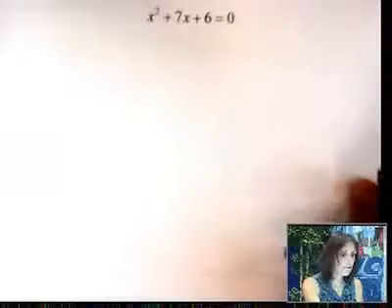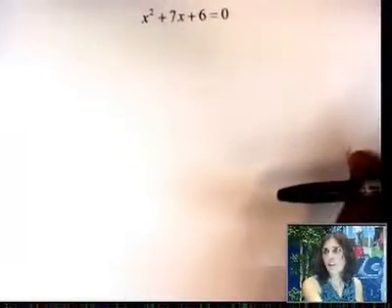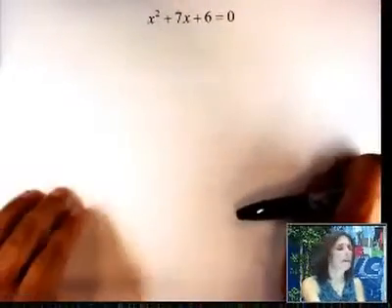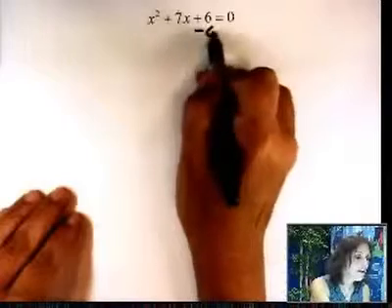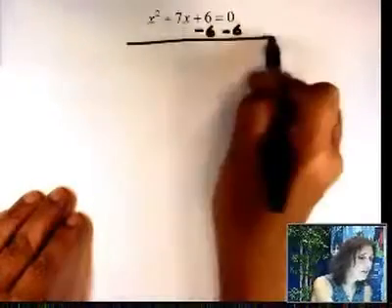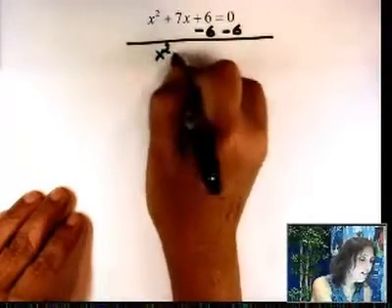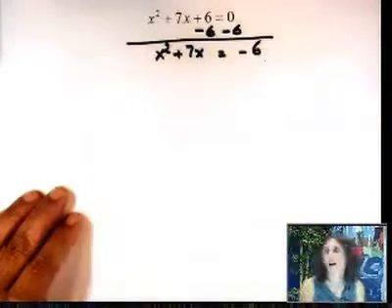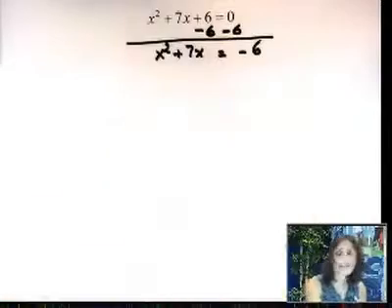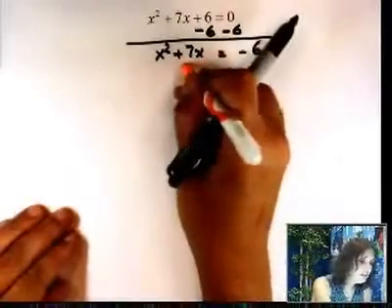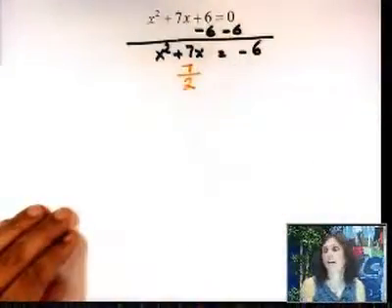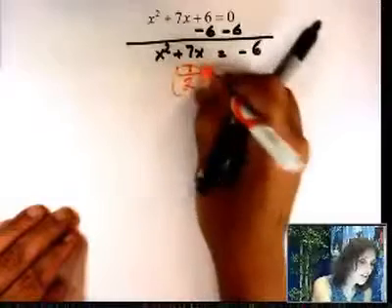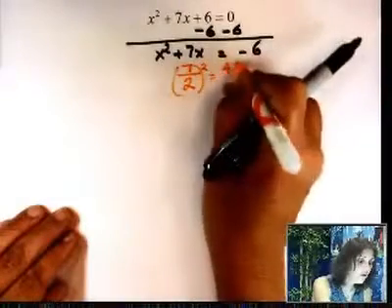Alright, let's do this problem. Again, the leading coefficient is 1. Subtract. What is important about this one? You're going to end up with a fraction. I wanted to show you how that works. Now, let's divide 7 by 2. Ooh, 7 over 2. Now square it. You have 49 over 4.